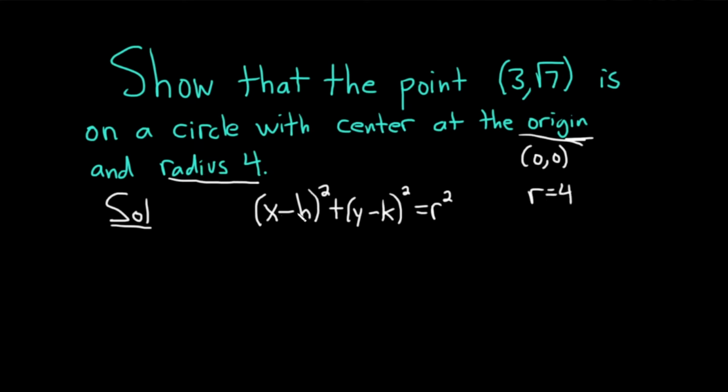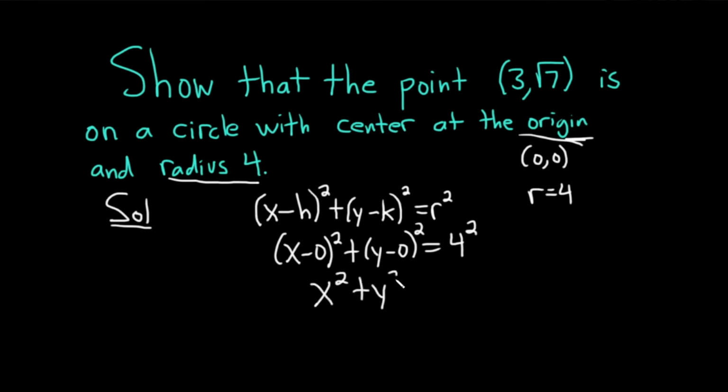So if you plug in 0 here, you just get x minus 0, I'll show the work, which is just x. And then here we get y minus 0, which is just y. And then we get 4 squared. Okay, so this will just be x squared plus y squared equals 16. So this is the equation of a circle with center at the origin and radius 4. We have it written down here.